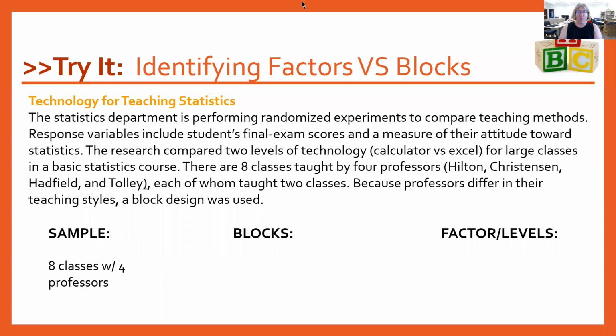Now that we've defined what a block is and looked at some examples, let's go ahead and practice distinguishing that difference between blocks and the factors, levels, and treatments. So our first example here: the statistics department is performing randomized experiments to compare teaching methods. Response variables include students' final exam scores and a measure of their attitude towards stats. The research compared two levels of technology, calculator versus Excel, for large classes in a basic statistics course.